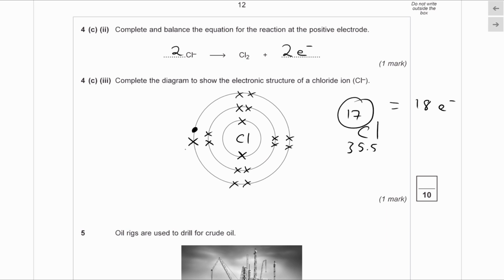Okay? Because it doesn't tell you to draw a dot and cross diagram here, you wouldn't be penalised for just drawing it as a cross. But the more correct way to do it is to draw a dot like that, because that shows that that electron has come from somewhere else. All right, but either way, you would have got that mark.